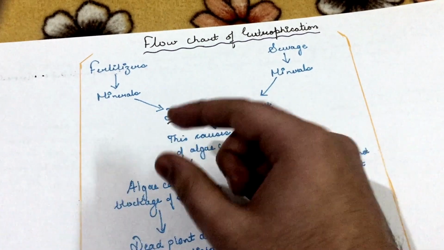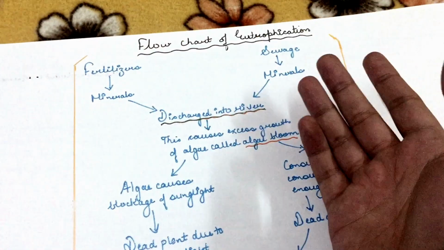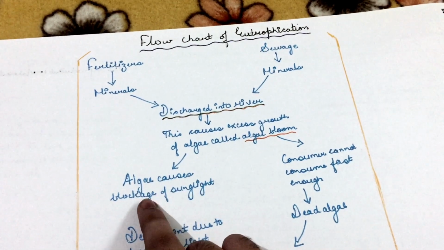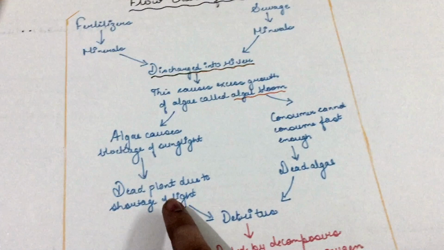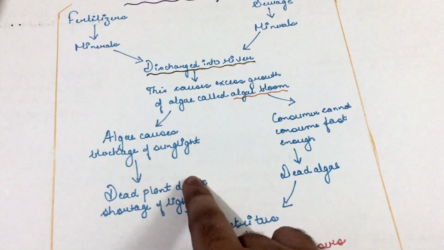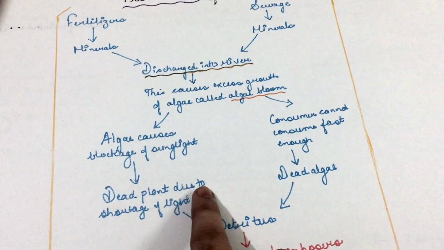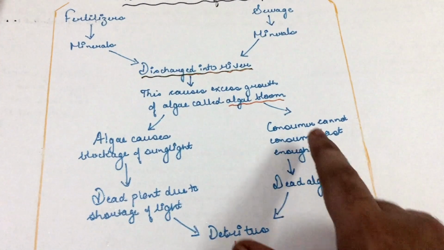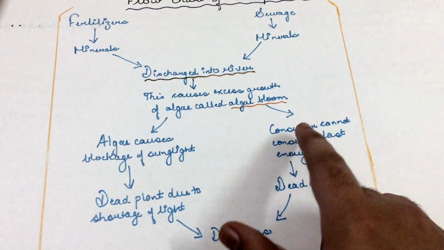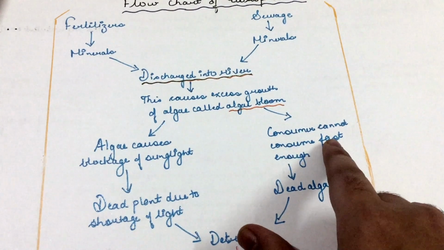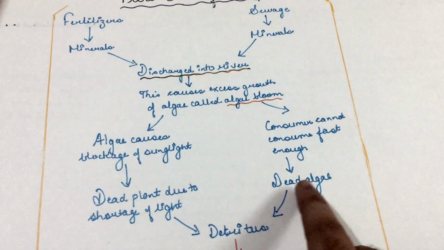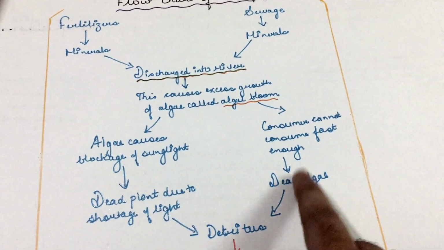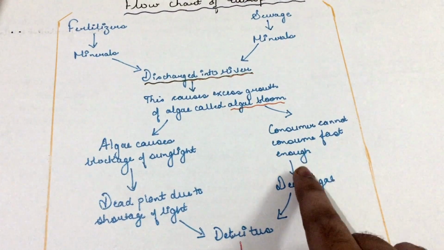Due to this algae occupying the top position on the water body, it will cause blockage of sunlight. Because of blockage of sunlight, there would be death of the aquatic plants. The consumers cannot consume this algae fast enough, so it will lead to death of algae also: death of aquatic plants due to shortage of sunlight, and death of algae because consumers cannot consume the algae fast enough.